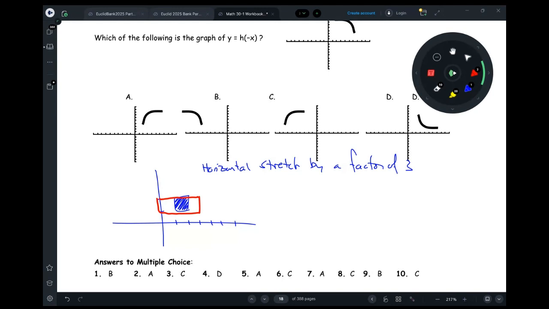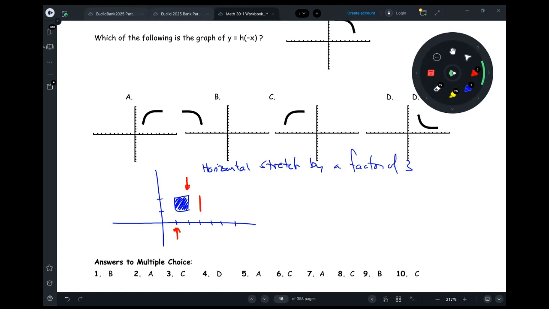But that's actually incorrect. Because when you do these stretches, you're not stretching it about the center of the object. We're actually stretching this about the axis. So right here, in this line here, all of the x coordinates are 1. I'm going to multiply all those by 3, and they go out to here.